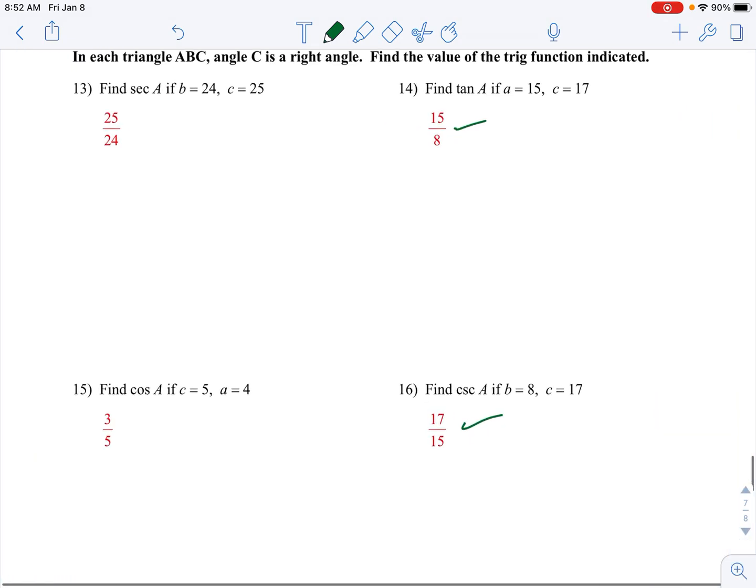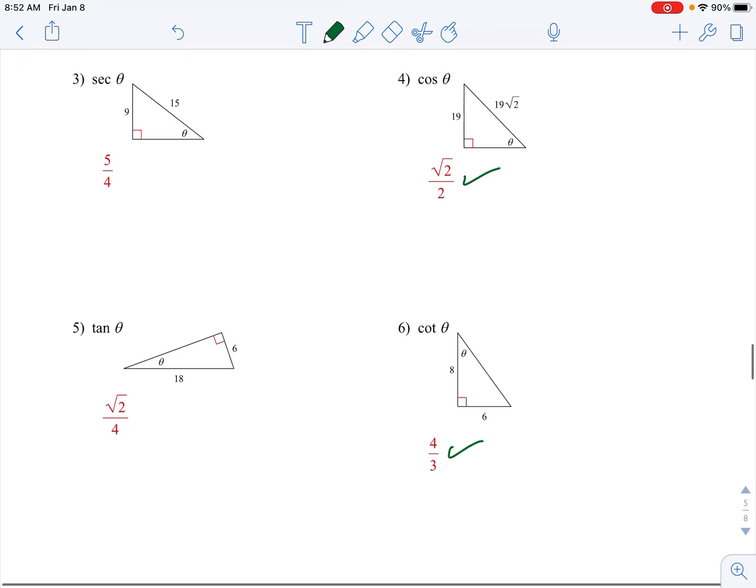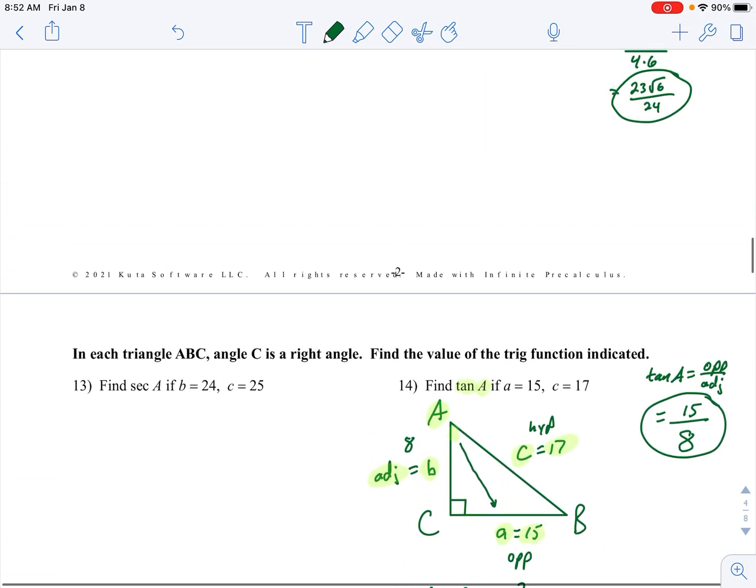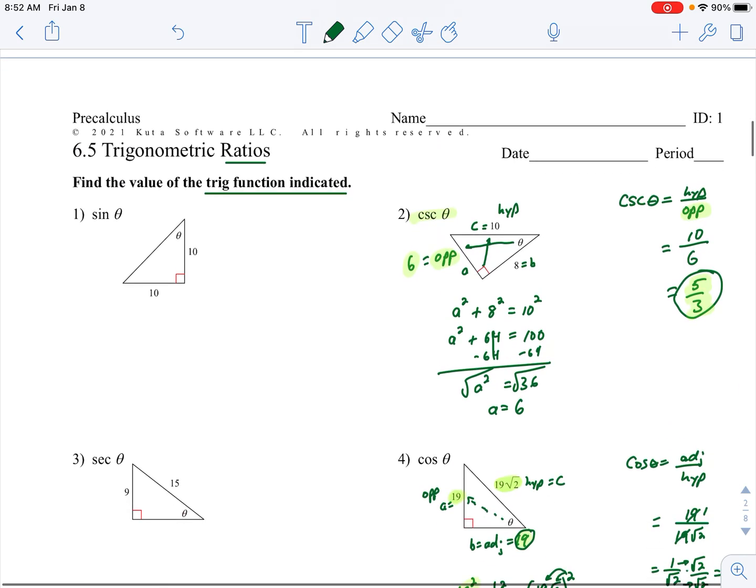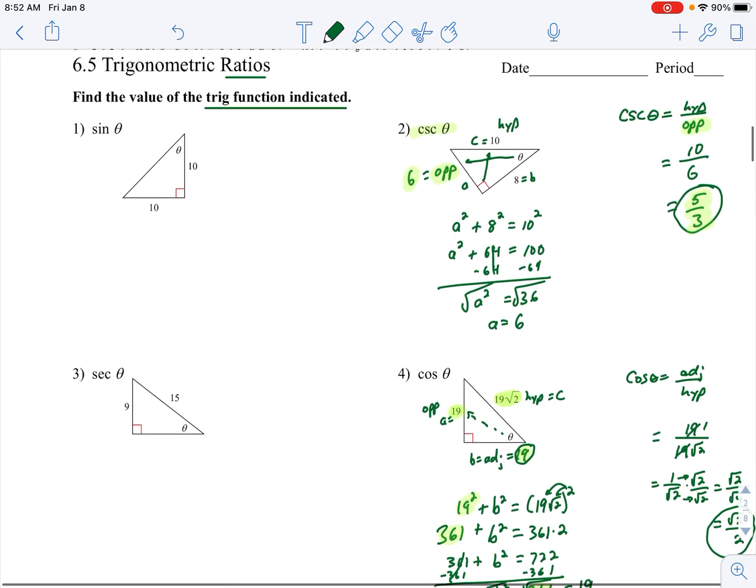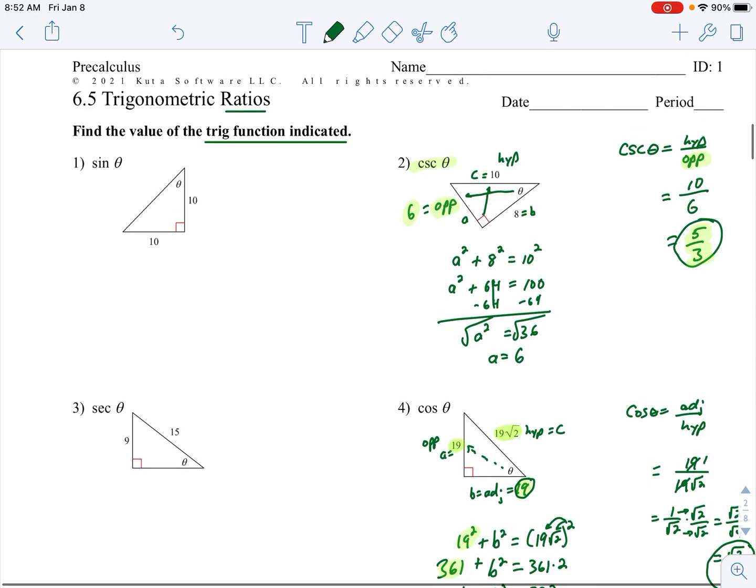All right, so that's the whole worksheet. Please do the odds just as I did the evens. Like I said, it's just practice to make sure that you can set up trig ratios and use the Pythagorean theorem. If you have issues or questions, please contact me. I'll do my best to help you out. Other than that, have a great day.